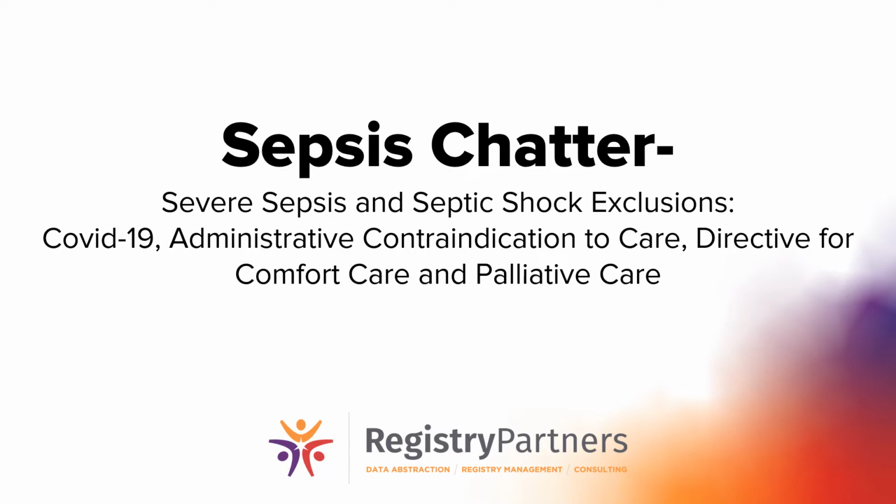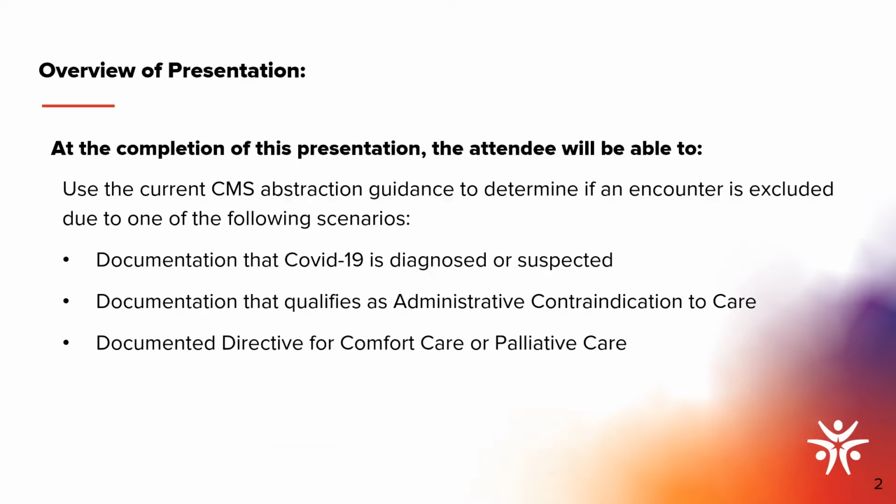Today's presentation is titled Severe Sepsis and Septic Shock Exclusions, COVID-19, Administrative Contraindication to Care, Directive for Comfort Care, and Palliative Care. We will discuss how to determine if the documentation is sufficient to exclude an encounter from the SEP1 measure. The information provided in this presentation is based on the CMS Specifications Manual for National Hospital Inpatient Quality Measures, version 5.12, discharges July 1st through December 31st.